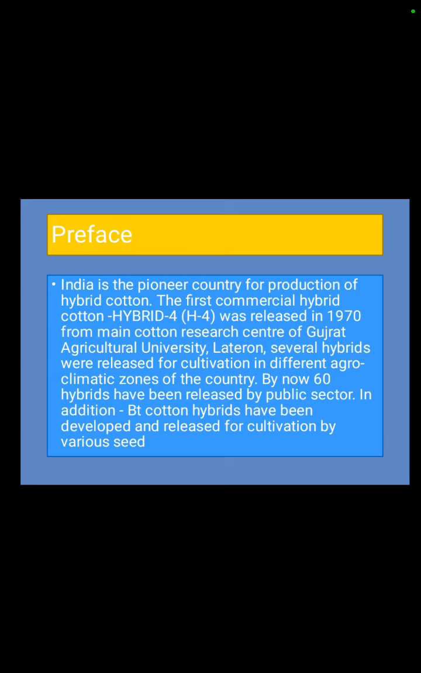Preface. India is the pioneer country for production of hybrid cotton. The first commercial hybrid cotton, Hybrid 4 (H4), was released in 1970 from the Main Cotton Research Center of Gujarat Agriculture University. Later on, several hybrids were released for cultivation in different agroclimatic zones of the country. By now, 60 hybrids have been released by the public sector. In addition, BT cotton hybrids have been developed and released for cultivation by various seed companies.